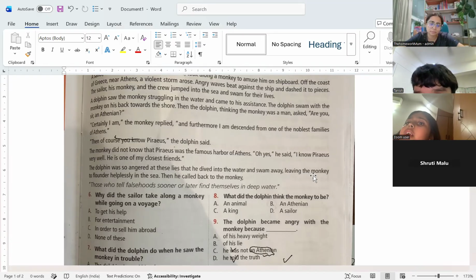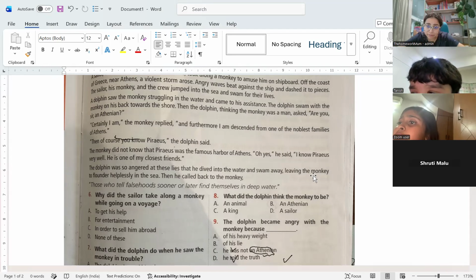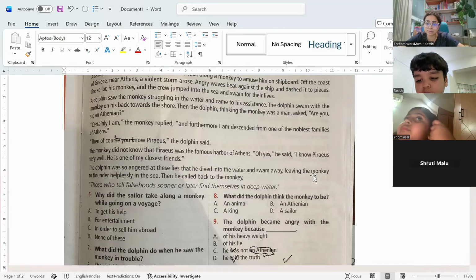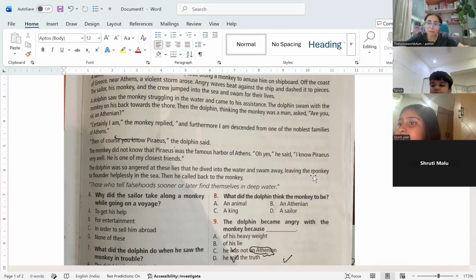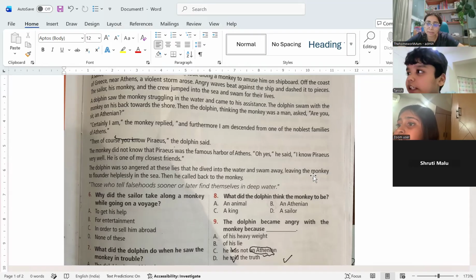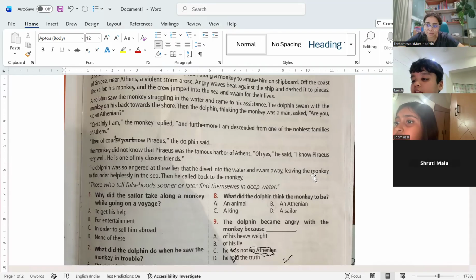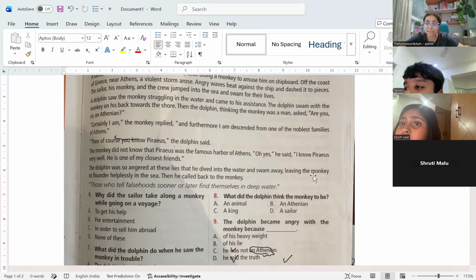"Certainly I am," the monkey replied. "And furthermore, I descend from one of the noblest families of Athens." What does descended mean here? That I come from, like my ancestors are the noble families of Athens. So I come from the same family. So what is the opposite of descendant? Ascendant. Descending order, ascending order. So I can say ascendant of this, and I can also say it means ancestors.